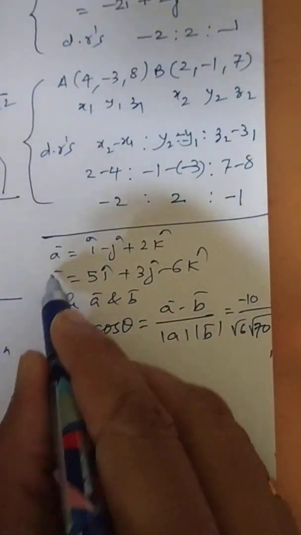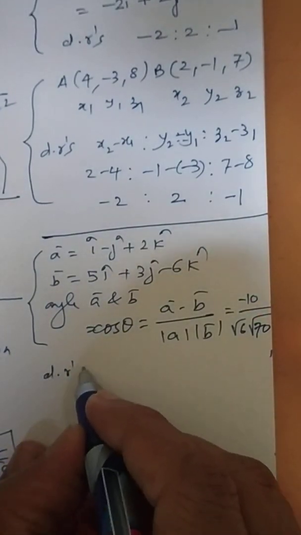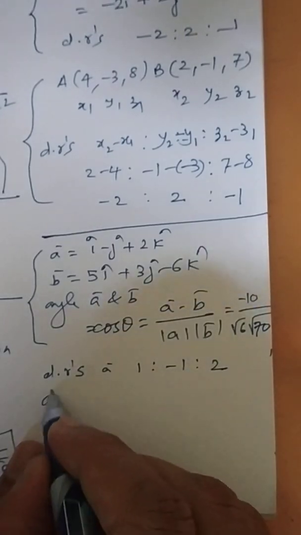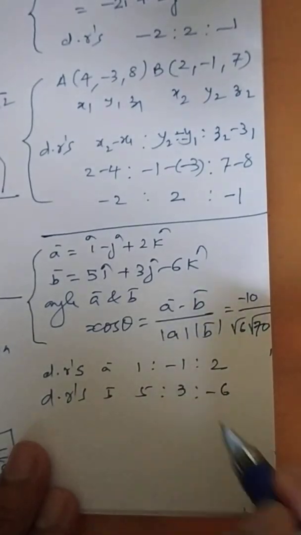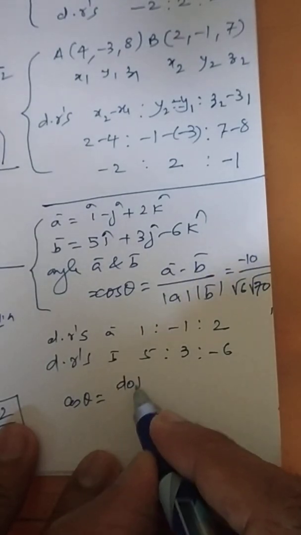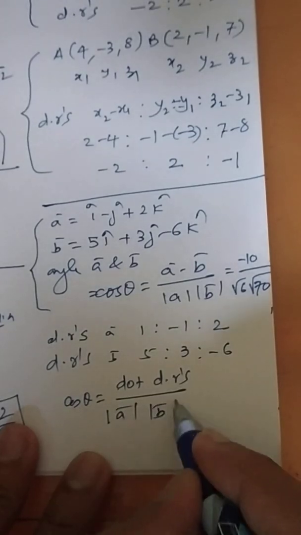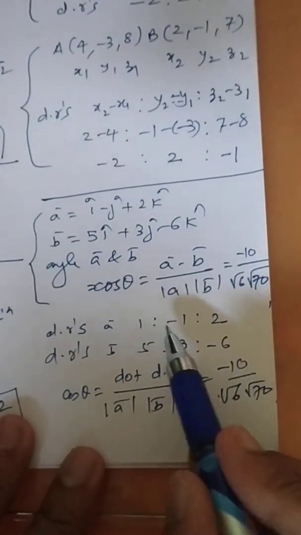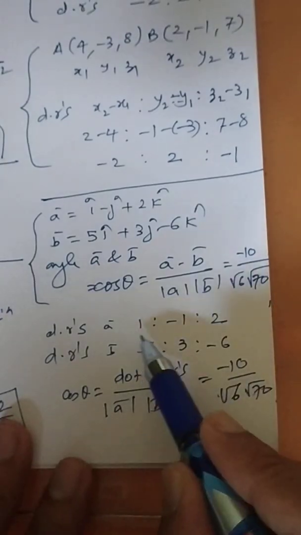Now this is the fact which we have learned in our dot product. What is another thought? Direction ratio of A, 1 is to -1 is to 2. Direction ratios of B is 5 is to 3 is to -6. So can I apply cos theta will be equal to dot product of direction ratios upon magnitude of A and magnitude of B. So you will get the same answer. Look here, it is like this. 5 -3 -12, it will give you -10. And these are nothing but the magnitude of this.